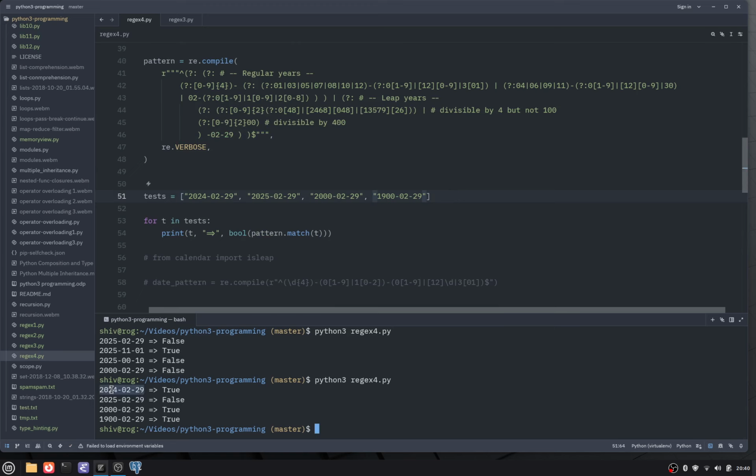You see, it finds 24 properly. Says 25 is not leap year. That is good. 2000 is true, 1900 is true. So you see the problem? It does not correctly factor out this part. Okay. So is there anything else?